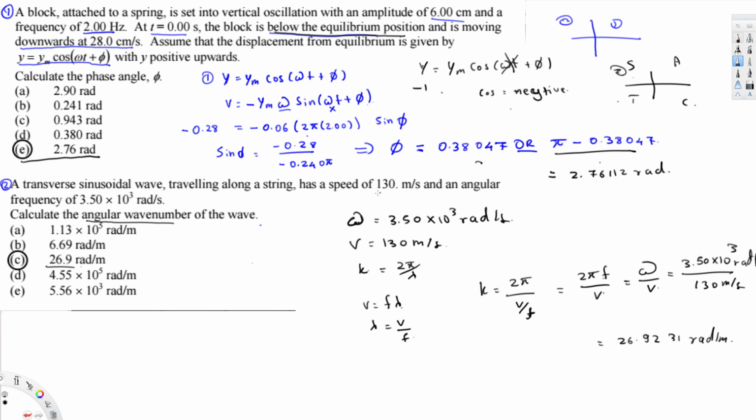So that is the answer right here. Also, if you look at the units, that gives a clue. The angular frequency is in radians per second, and the velocity is 130 meters per second, and we have to get the unit radians per meter, right? If you divide one by the other, you get the same unit. That gives you a clue, but you have to know all these equations, and that's how it's done.